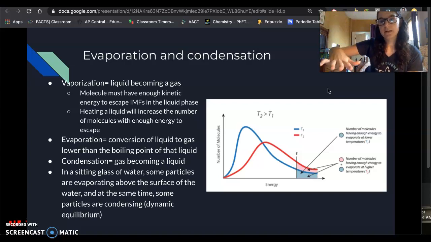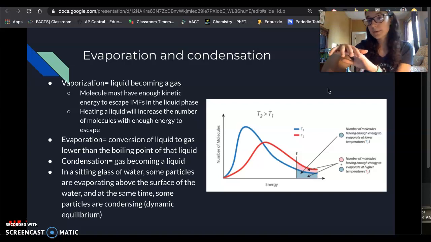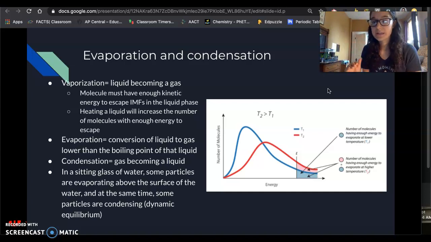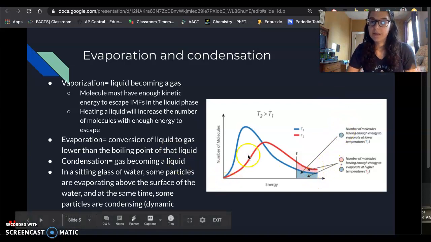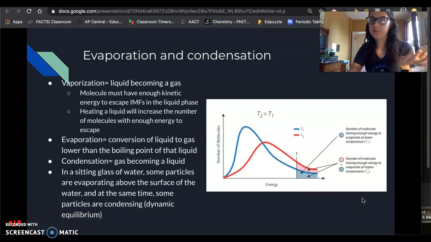In a closed container, we can basically trap most of those particles, and then they condense back into the liquid phase. When the evaporation and condensation of the liquid are equal to one another, you have something called dynamic equilibrium.